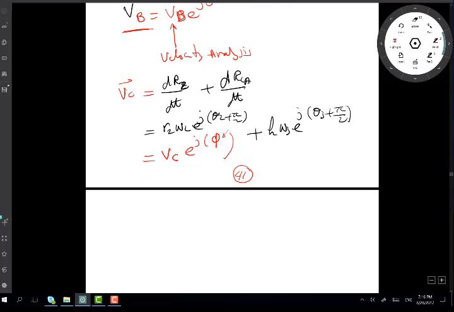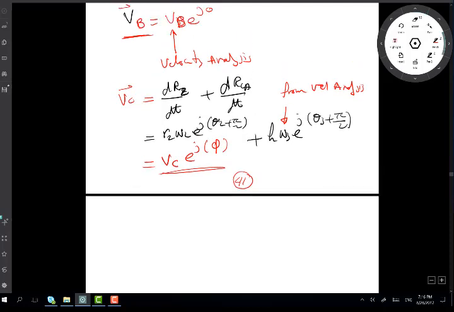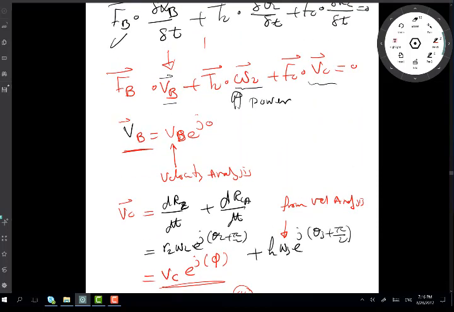And don't forget, we get an expression for omega 3 from my velocity analysis. So I now have an expression for VC as a vector. So I have VC as a vector, and FC, VB, and FB. Now, how about torque and omega?